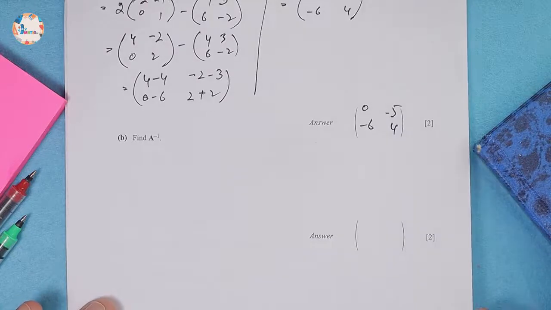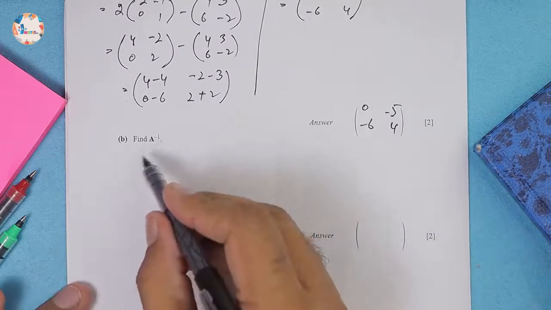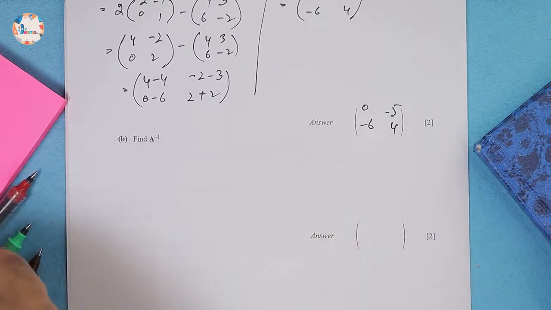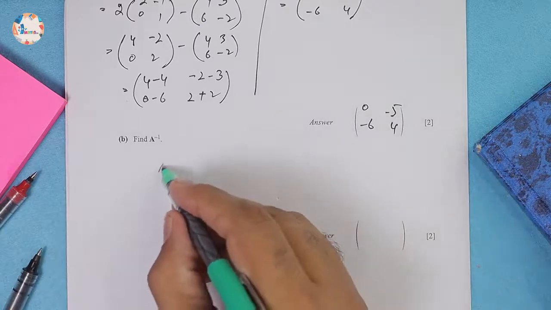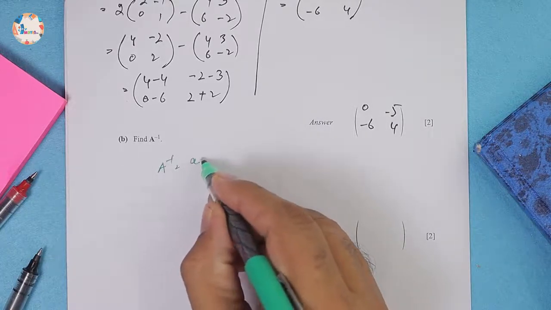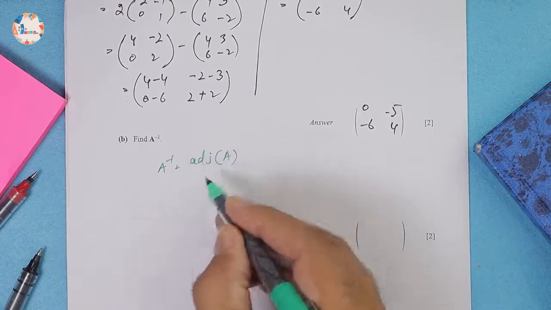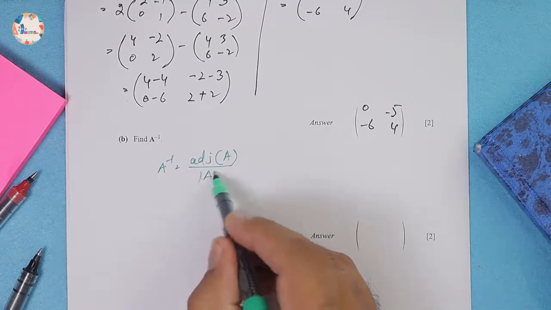Now the B part is find A inverse, and we know the formula for A inverse. We know A inverse is equal to adjoint of A over mod A.